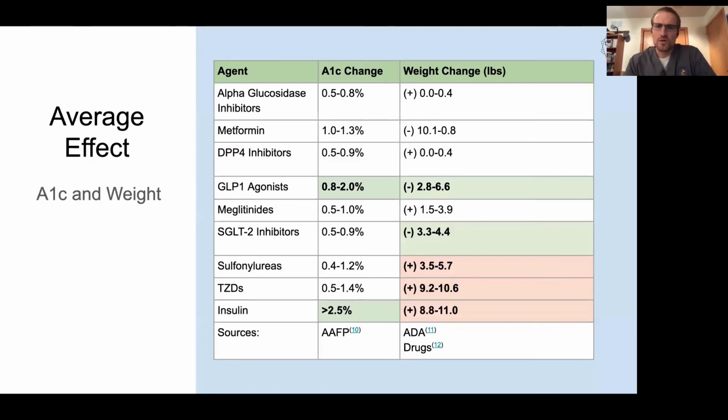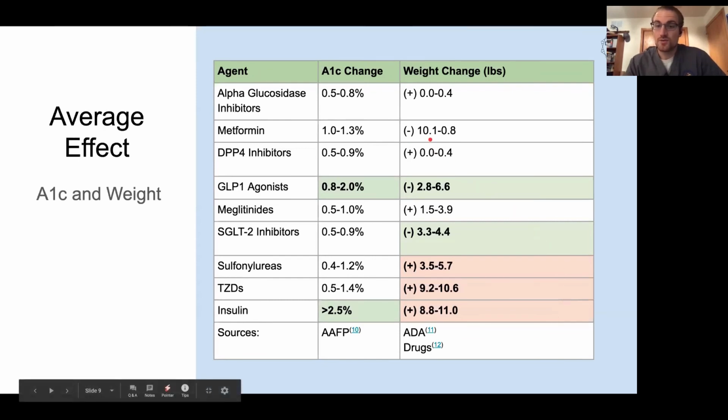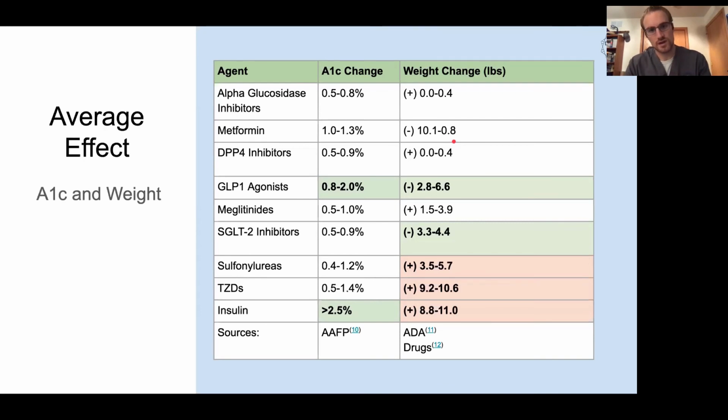So lastly, folks want to know, how's this going to affect my A1C and how's this going to affect my weight? Highlighted in green are the ones that have really good effects. Highlighted in red are the ones that are concerning. So as far as weight change, we talked about it. GLP-1s and SGLT2s have the greatest decrease in weight. Metformin up here, you'll see, is minus 10.1 all the way to 0.8. Great variability. It does cause some weight loss, but it's not commonly used as a weight loss medication. But then the sulfonylureas, TZs, and insulin all increase weight pretty significantly.